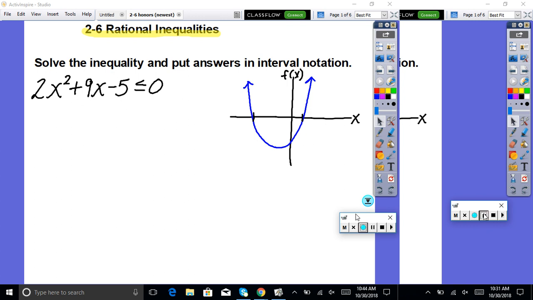Inequalities. We're not going to start out with a rational. Rational means fraction. We're going to start out with a quadratic inequality so we can get an idea of what we're actually doing here and what we're looking at.